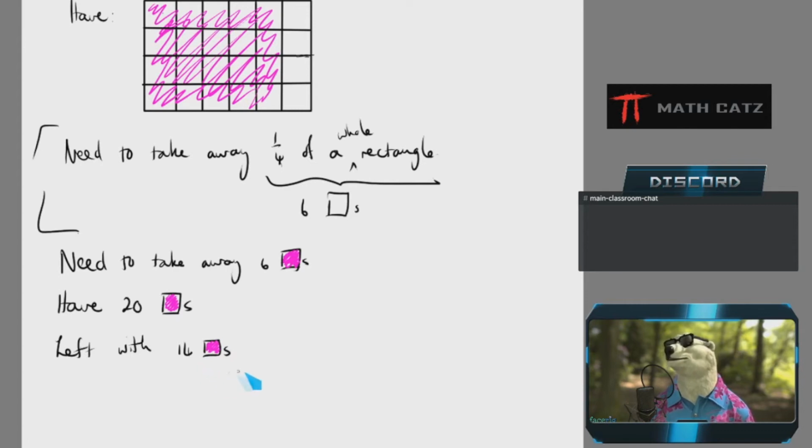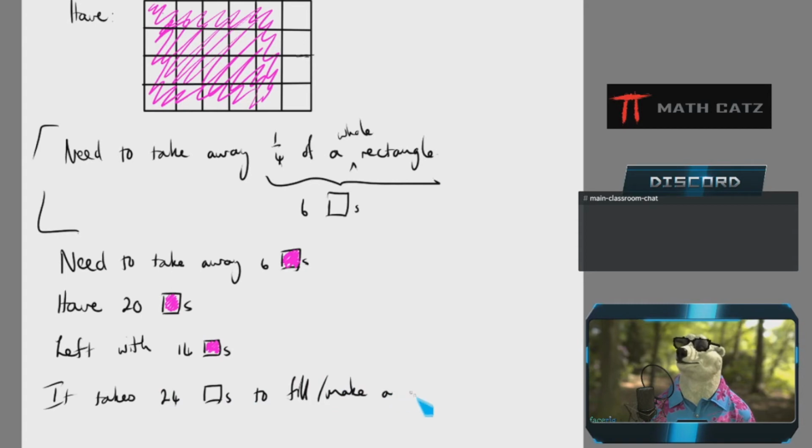But I need to now represent this in reference to a whole rectangle. So I have my standard sentence. It takes, how many do I have here? It's 24 pieces in general to fill or make a whole rectangle. Therefore, we have left 14 over 24, 14 24ths. And of course, that's in reference to a whole rectangle.